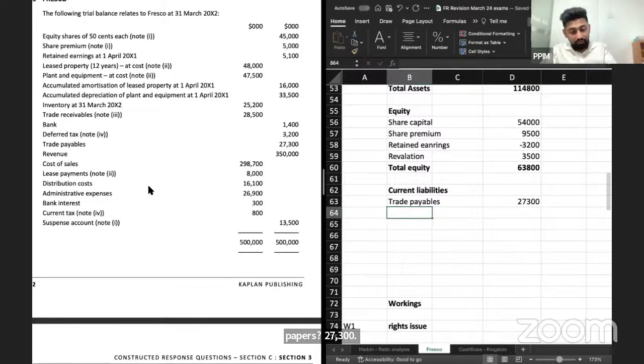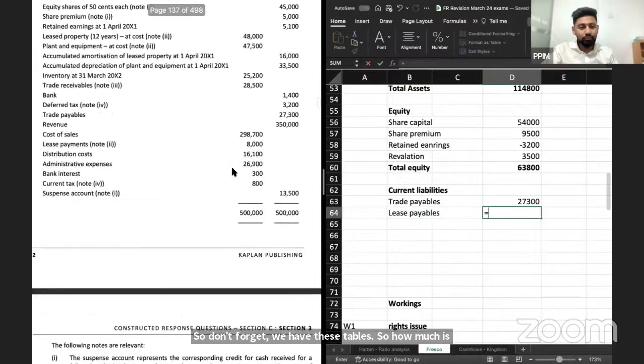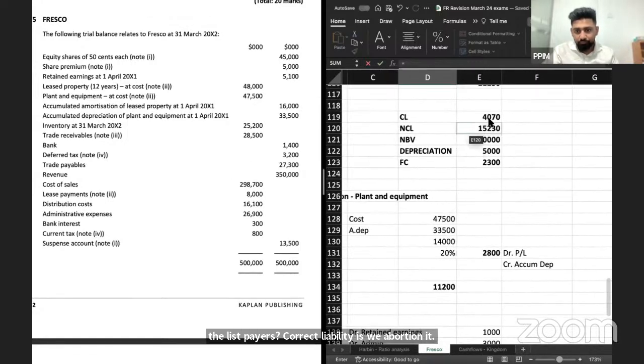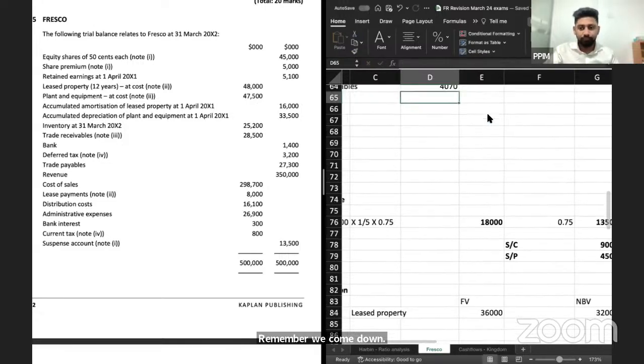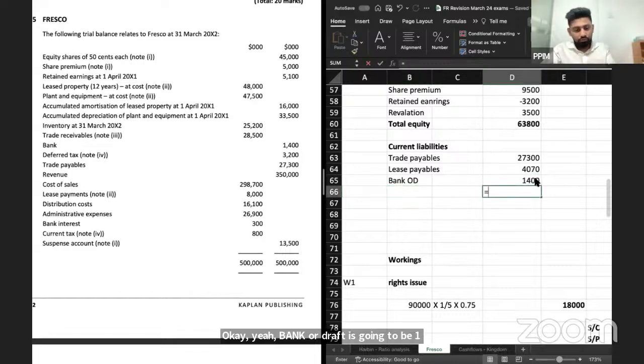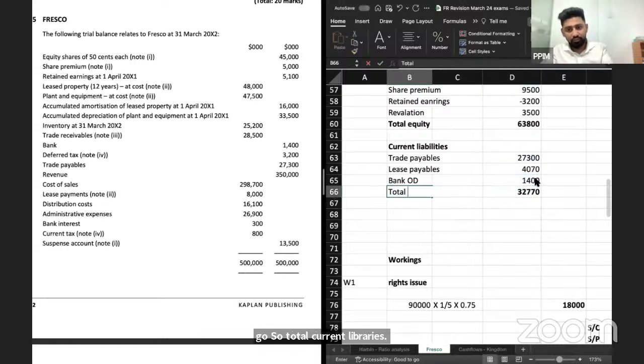And then we had lease. So don't forget, we have lease payables. So how much is our lease payables? Current liabilities, we apportioned it. Remember, we come down. 4,070. Anything else? Okay. Yeah, 4,070. That's right. Bank overdraft. Well done. Bank overdraft is going to be 1,400. There you go. So total current liabilities is standing at 32,770.